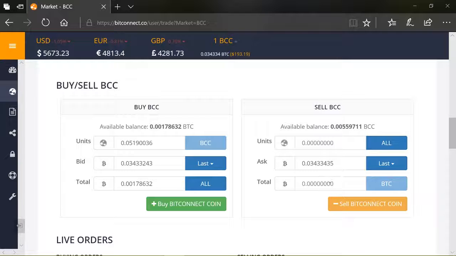So if you sell Bitconnect coin with the one-click button here, what that will show you is you will sell that almost instantly, because the first person who wants to buy gets the best deal. And if it's the best deal and it's the right ratio, then they'll buy it straight away. So that's the quickest way of selling, and we'll go through that process in a minute.